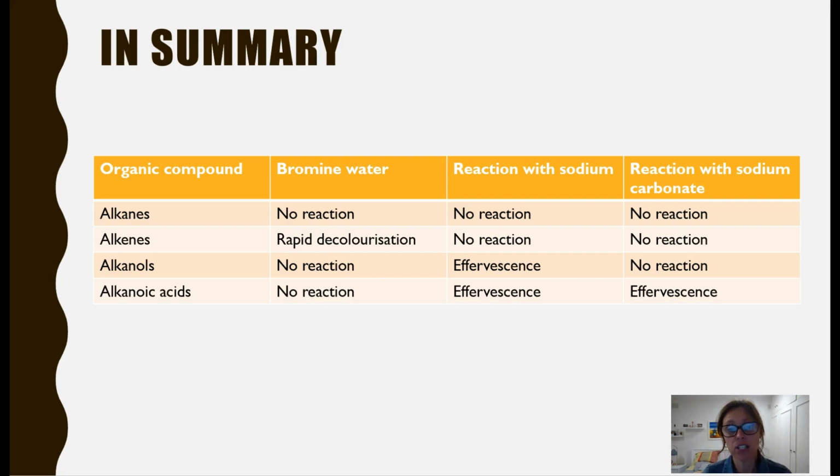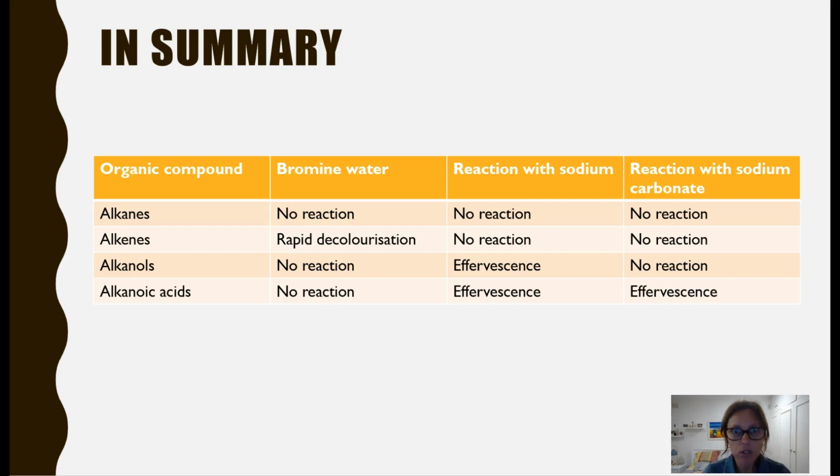Alcohols, no reaction in bromine water. Bromine water can actually act as a weak oxidizing agent, and it may actually react, but it might take a very, very long time. So in lab conditions, it doesn't, but no reaction there anyway. But if I put an alcohol with some sodium, we'll get effervescence, but no reaction with the sodium carbonate. And an alkanoic acid, no reaction in bromine water, effervescence again with sodium. So similar test there with our sodium, but the difference then is the alkanoic acid, being a weak acid, will react with that sodium carbonate.